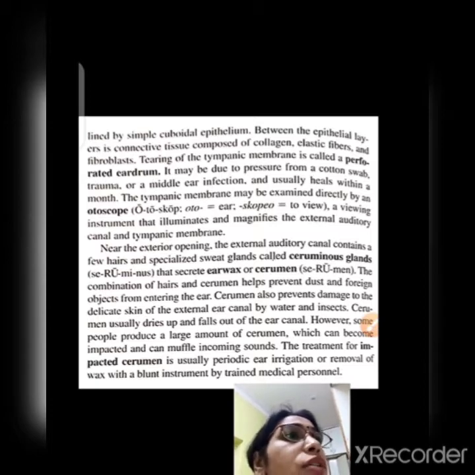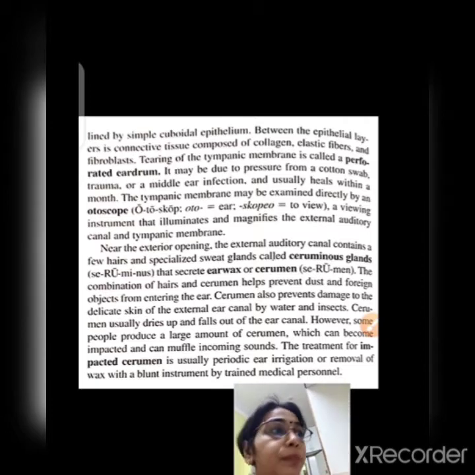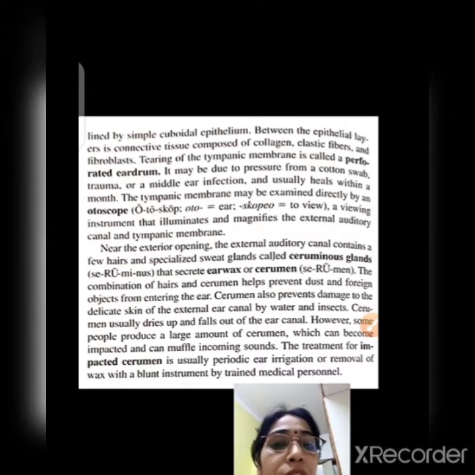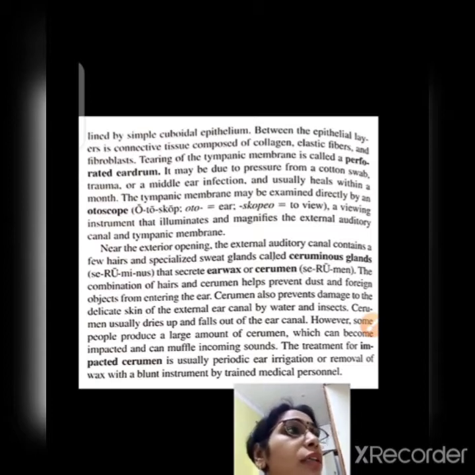The treatment of impacted cerumen is usually periodic ear irrigation or removal of wax with a blunt instrument by a trained medical practitioner or the ENT specialist.